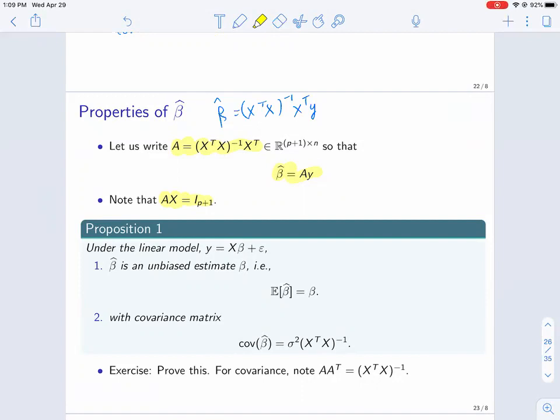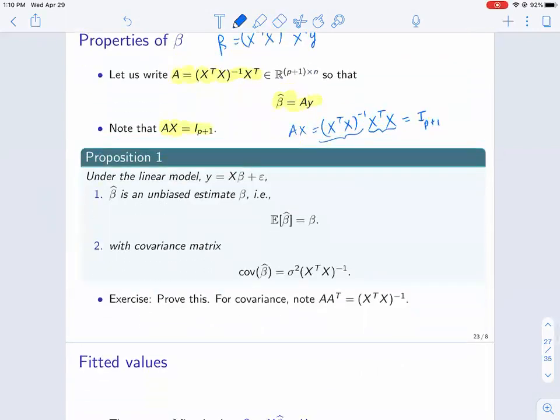Anyone want to say why that is? We have the same question in discussion section. Write A times X, and because X transpose X inverse and X transpose X are inverses of each other, we multiply this out and this should be the identity matrix, with dimension P plus 1 times P plus 1. So we get this. So we have the first result.